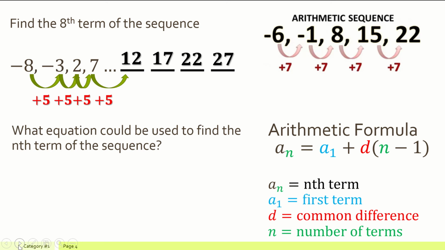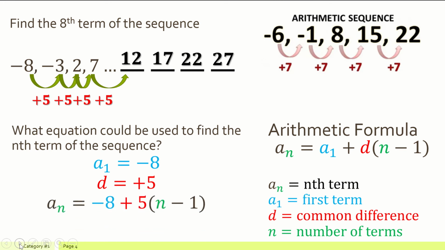So back to the sequence we started with. To find the formula, we would take the first term, your a sub 1, which is equal to -8. It's the first term in the sequence. d is your common difference. We were counting by +5 each time. So the formula to find any nth term in the sequence is a sub n equals -8, the first term, plus 5, the common difference, times the number of terms n minus 1.